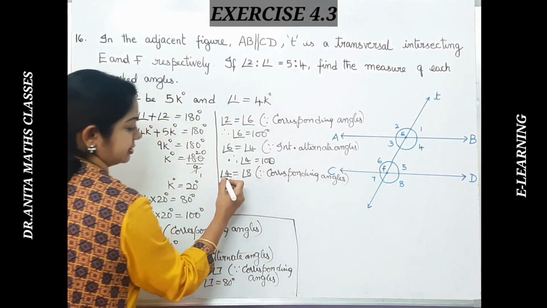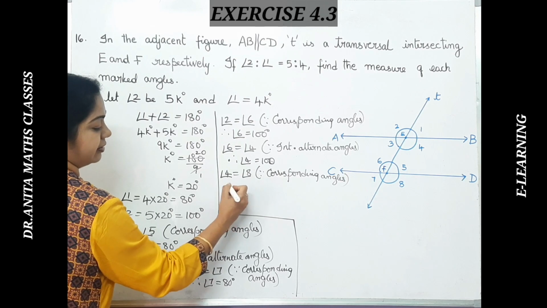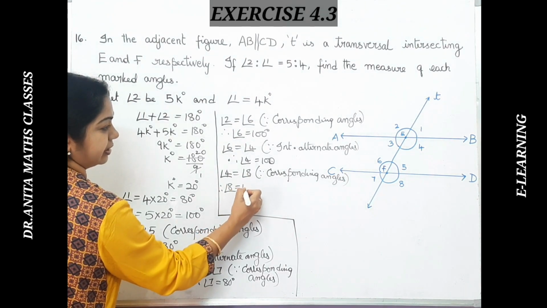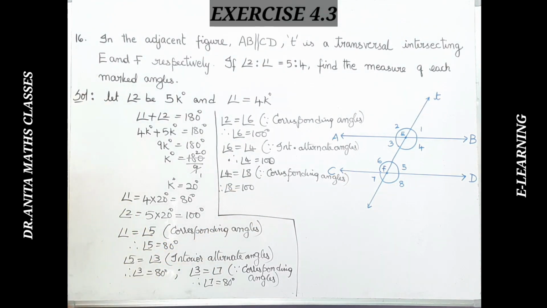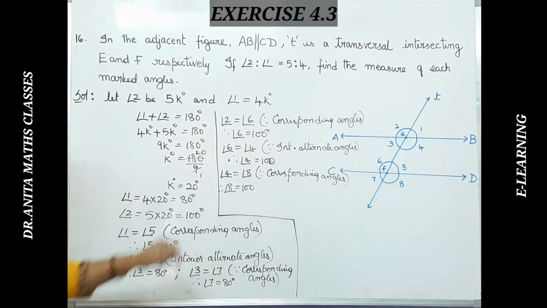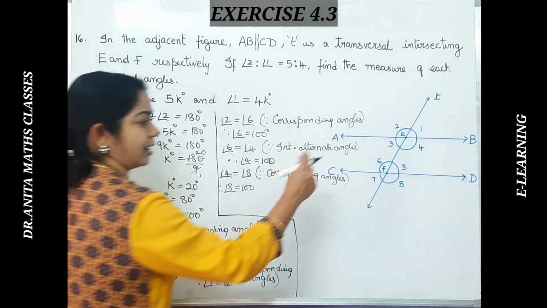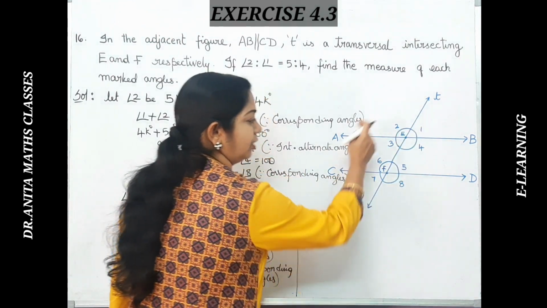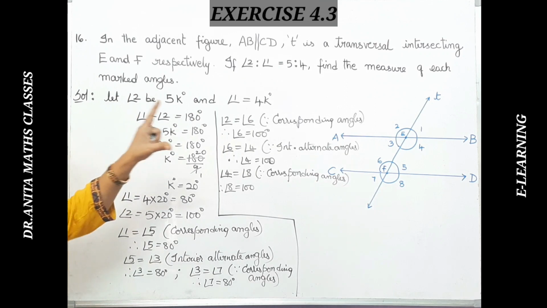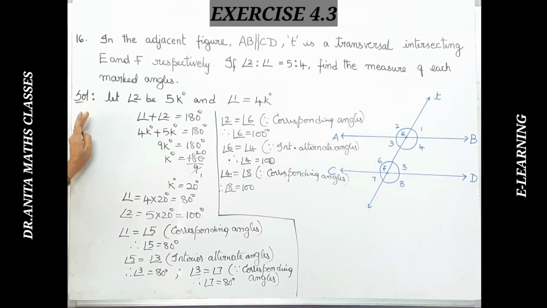Since corresponding angles, since angle 4 is 100, therefore we get angle 8 is 100. Okay. So likewise, how many did we get? We got 1, 2, 3, 4, 5, 6, even 7 is there, 7 and 8. All the marked angles we found out. So if you know one angle, we can get all the angles when the two lines are parallel and the transversal is intersecting them.